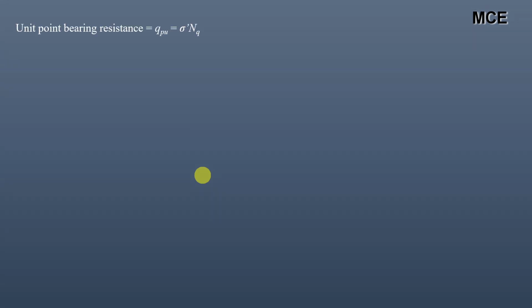After finding the bearing capacity factor, next is unit point bearing resistance. This is simply the effective stress multiplied by the bearing capacity factor. So it will be 81 kilopascal, which is the limiting effective stress, multiplied by the bearing capacity factor, which is 27. So it will be 2187 kilopascal.